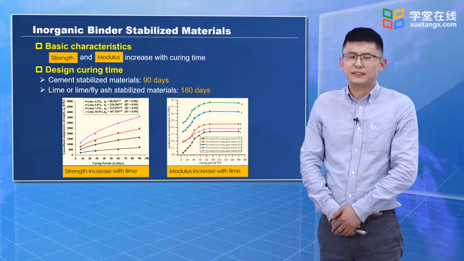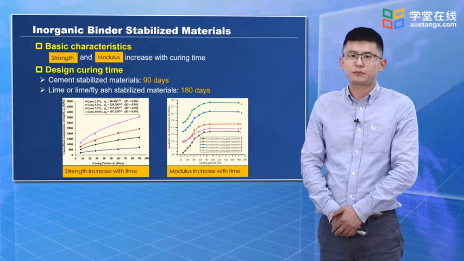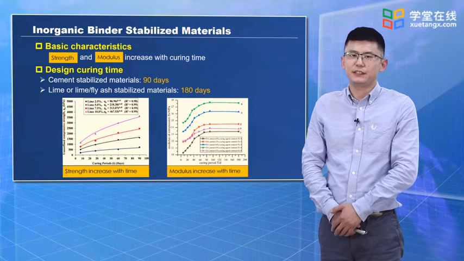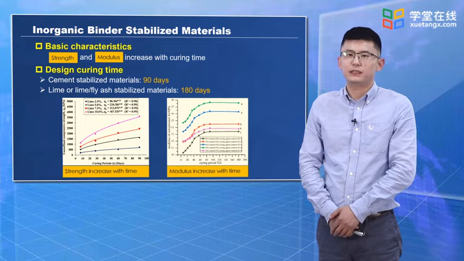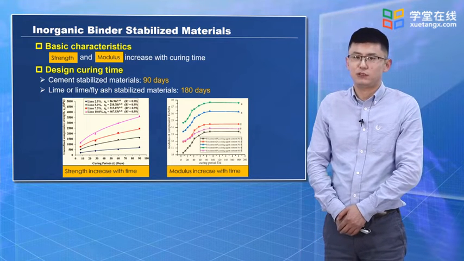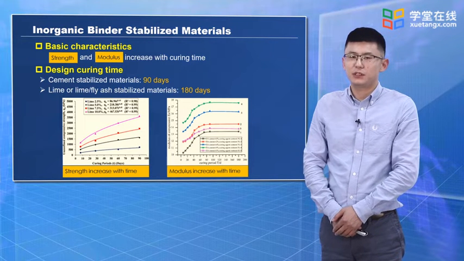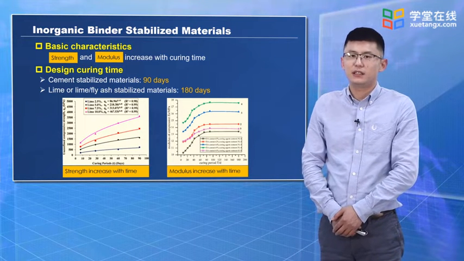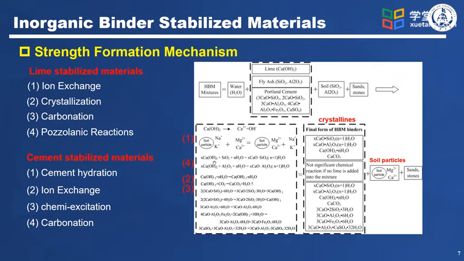And we also need the design curing time when we really make the design of the inorganic binders. For example, for the cement stabilized materials, usually we use 90 days. And for the lime or lime fly ash stabilized materials, we can use 180 days. So this means the design curing time of the inorganic binder stabilized materials really depends on the type of the binder. We know that for the IBSM, it has some strength, both the tensile strength and the shearing strength.